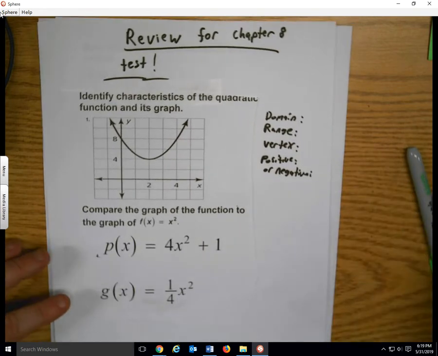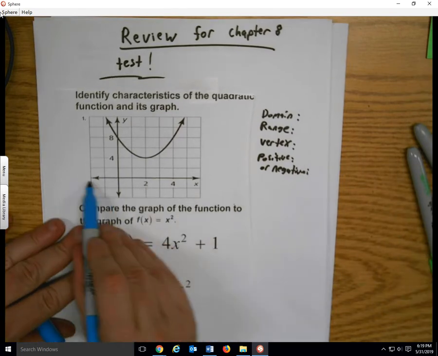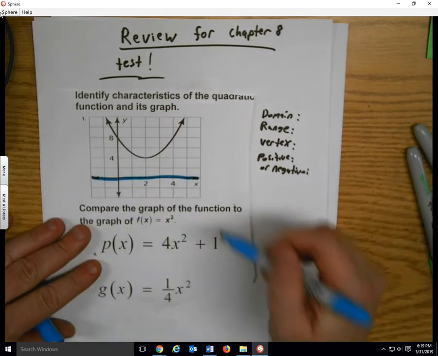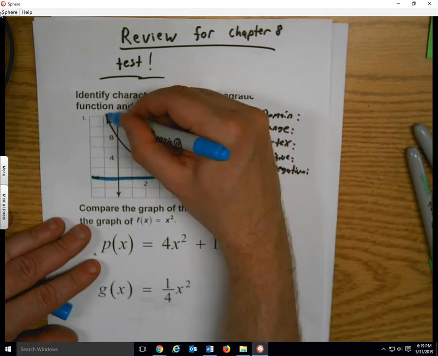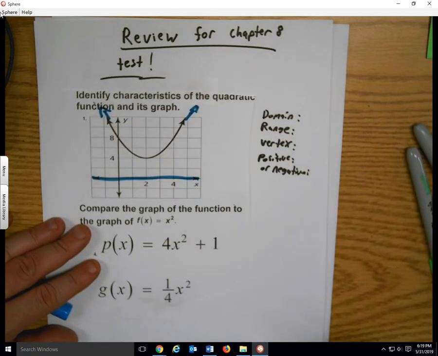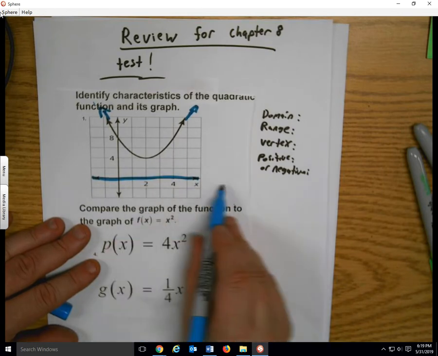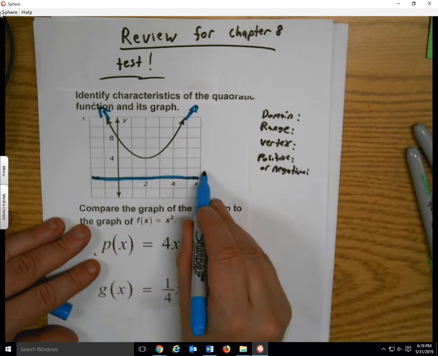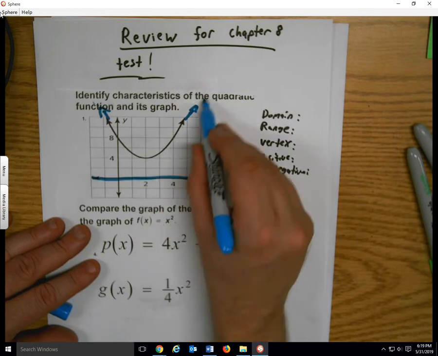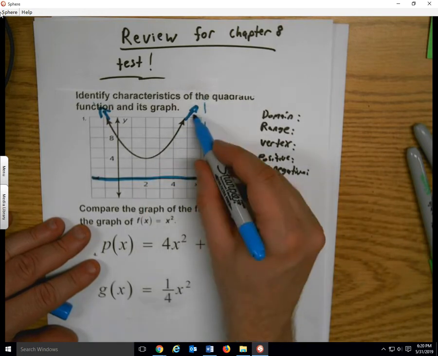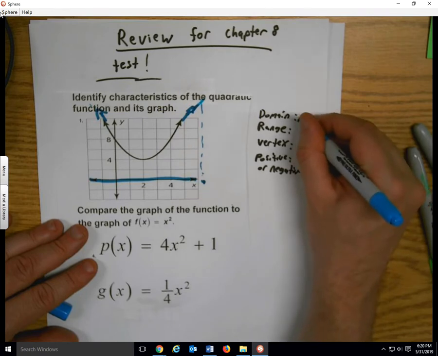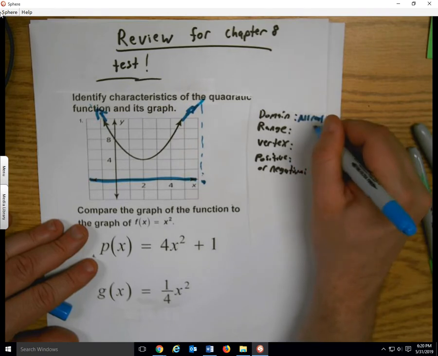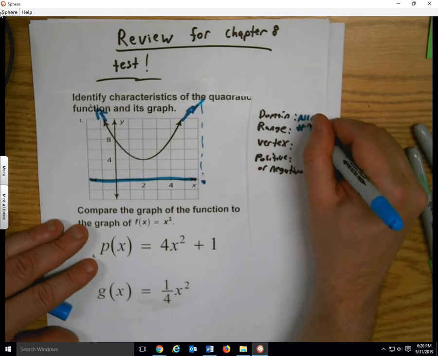Looking at the domain, remember the domain is the x values. If you look, this arrow is pointing on, indicating that it keeps going beyond this page, and the arrow means it goes on forever. So there's not an x value I could choose that this parabola would not hit, because it goes on forever. And so the domain would be all real numbers.